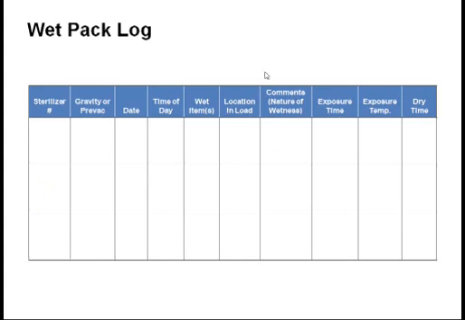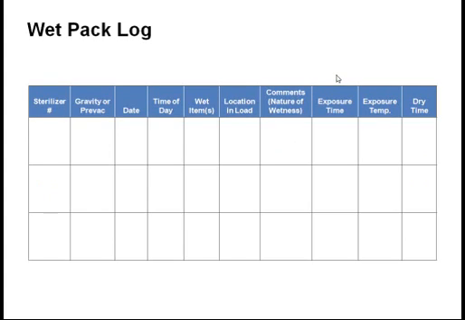This is an example of a wet pack log. Data included within this log are the sterilizer number, sterilization cycle, date, time of day, wet items, location in loads, exposure time and temperature, dry time, and any comments. Upon review of the log, you may start to see a pattern occurring with certain times of the day, specialty instruments, staff members, and instruments from other departments. Tracking wet pack occurrences and discovering patterns can be valuable in solving moisture assessment problems. It is important to review one area at a time to complete a thorough investigation using a process of elimination.